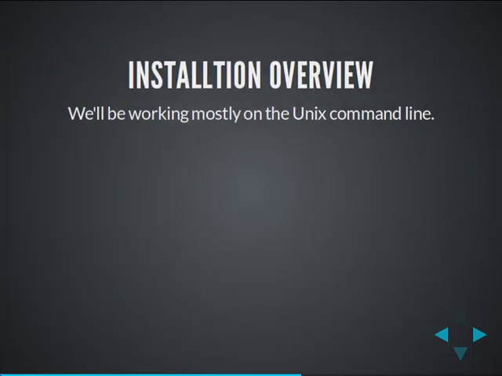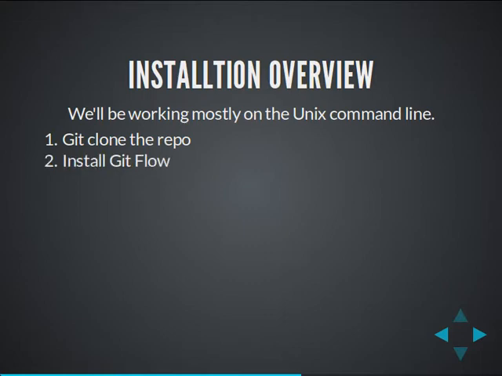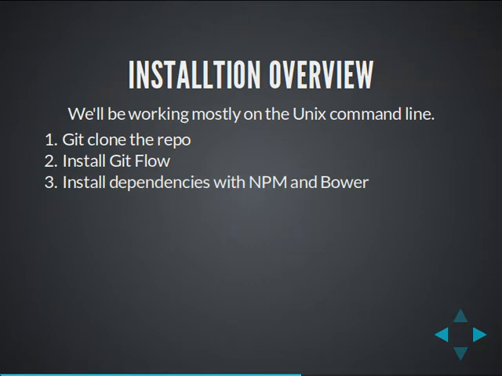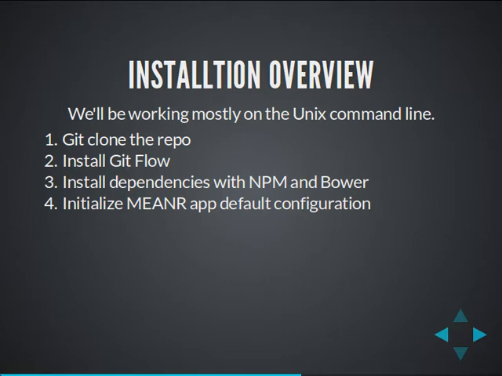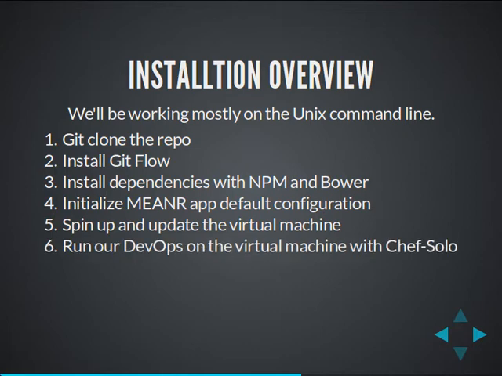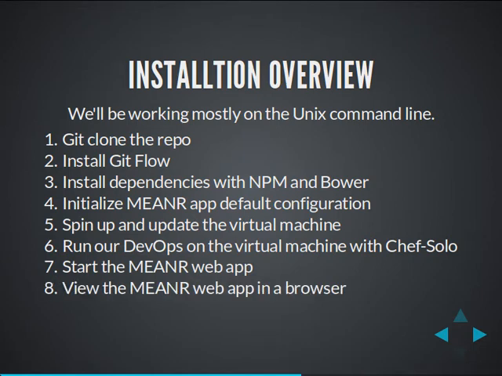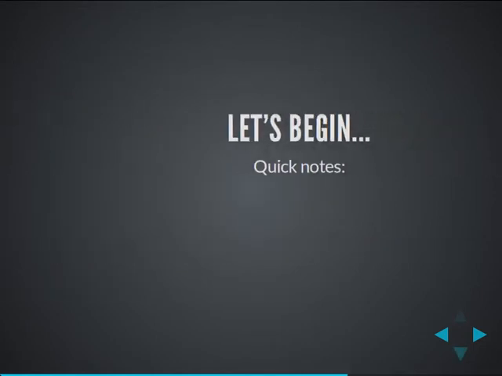We'll be working mostly on the Unix command line. We'll begin by cloning the repository, installing git flow, installing dependencies with npm and bower, initializing the MEANR application default configuration, spin up and update the virtual machine, run our DevOps on the virtual machine with Chef Solo, and start the MEANR web app, and then view the MEANR app in a browser.